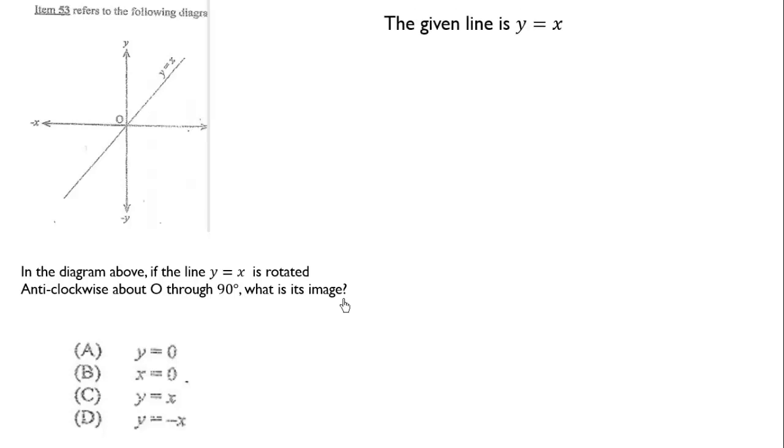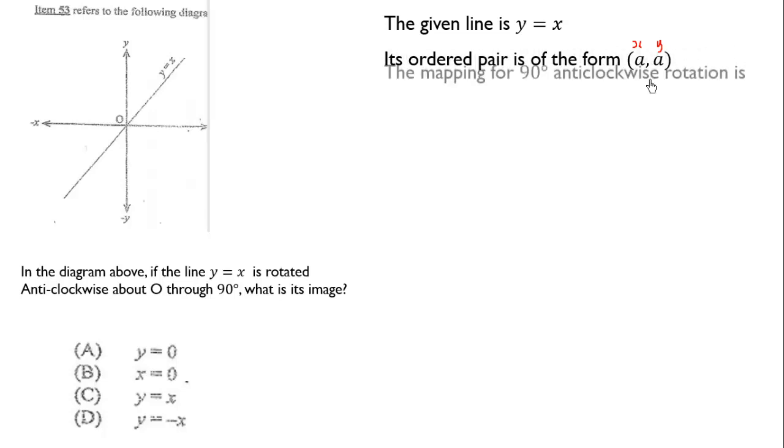So we know that the given line is y equals x, which is our object, and we know the other pair that can lie on this line y equals x is (a, a). That is, y is equal to a, and x is also equal to a. So you can see that y is equal to x. Now let's proceed with the solution.